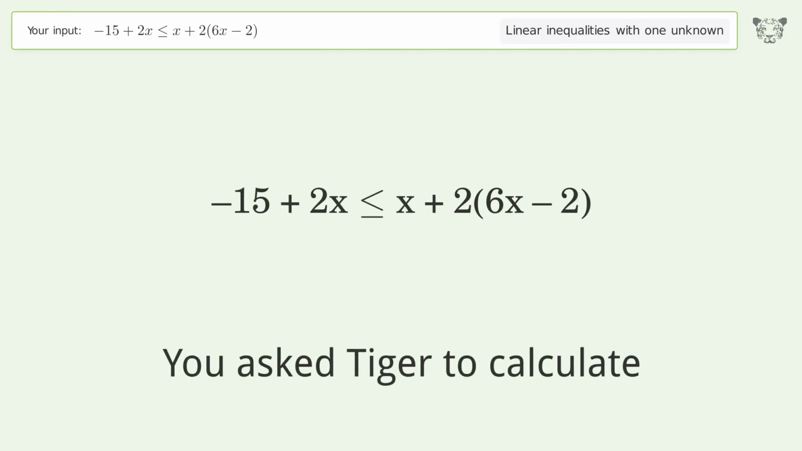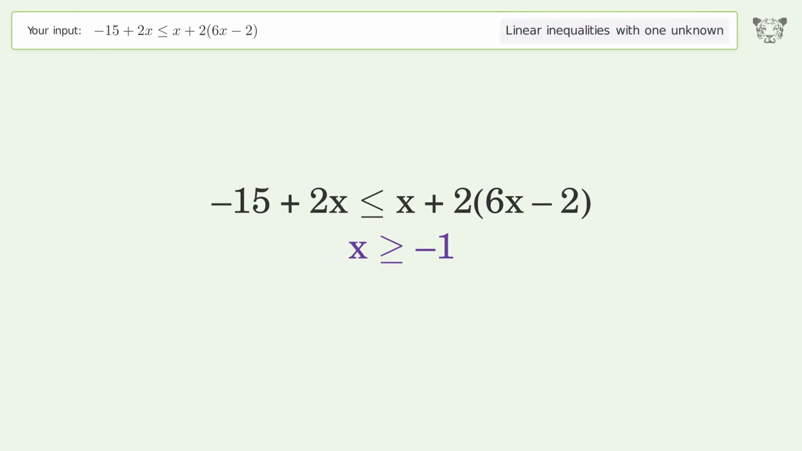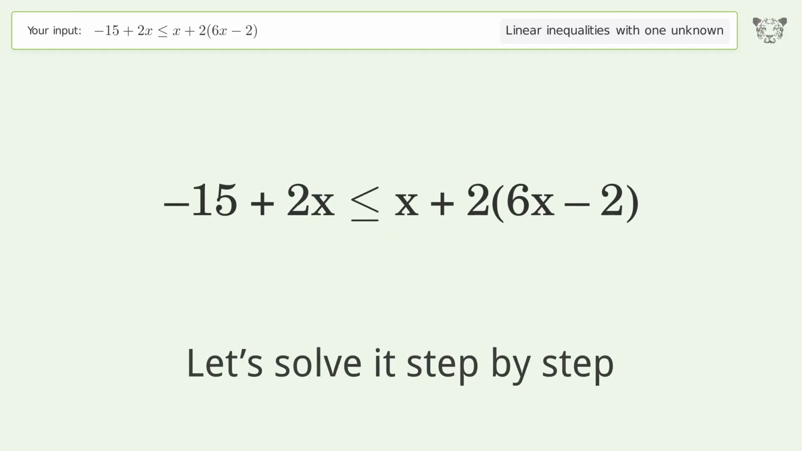You ask Tiger to calculate. This deals with linear inequalities with one unknown. The final result is x equal or greater than -1. Let's solve it step by step.